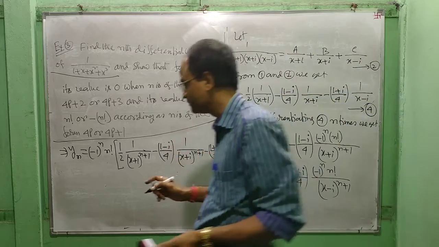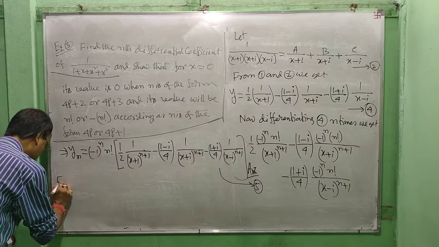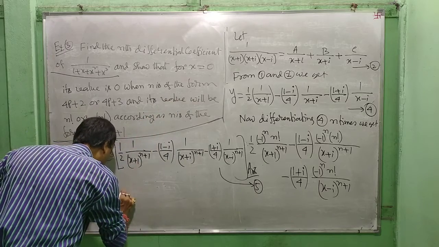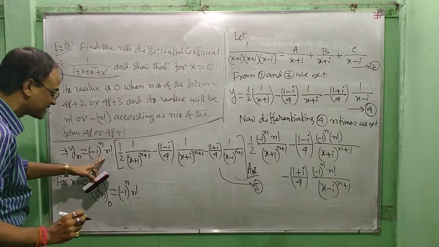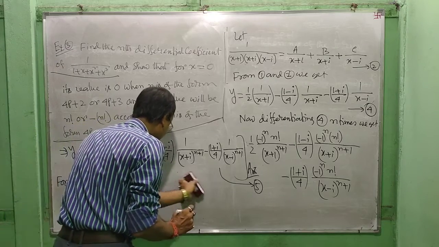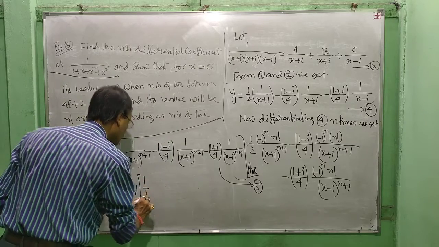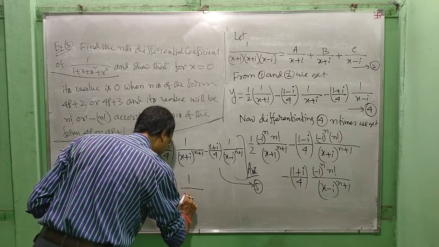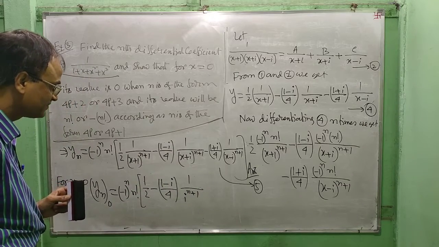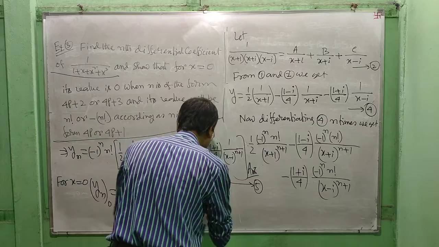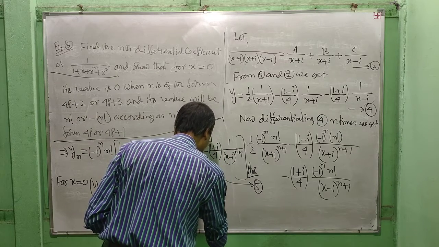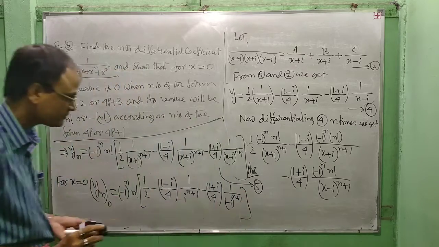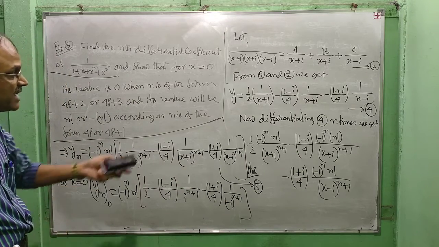Now for x is equal to 0, y_n(0) is equal to minus 1 whole to the power n factorial n. If you put x is equal to 0 here, you will get 1 by 2 simply, minus 1 minus i divided by 4, 1 by i to the power n plus 1. You will get this. Minus 1 plus i divided by 4, 1 by minus i whole to the power n plus 1. You will get this one.